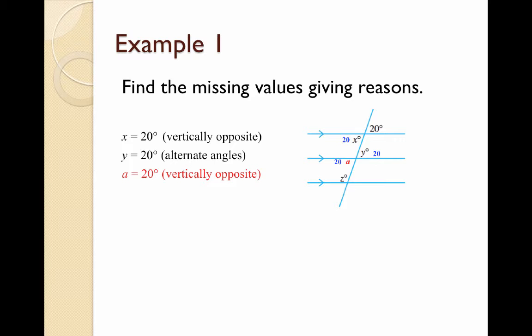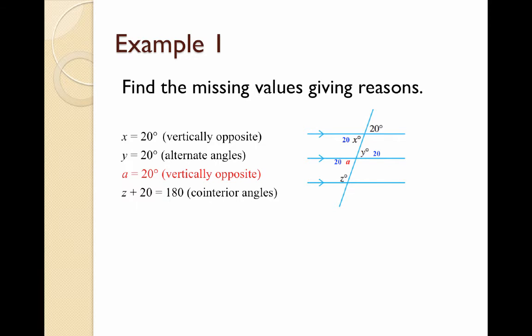Now, personally, I've written it in red, so you can see that it's not one of the answers I need for the end of my question, but it is something that I've added to the diagram. Because now that I know that A is 20, I know that A and z have to add up to 180 degrees because they're co-interior. And this is where I write my reason of co-interior angles.